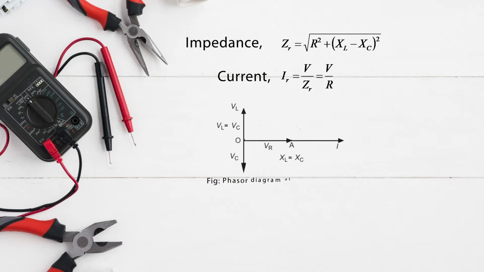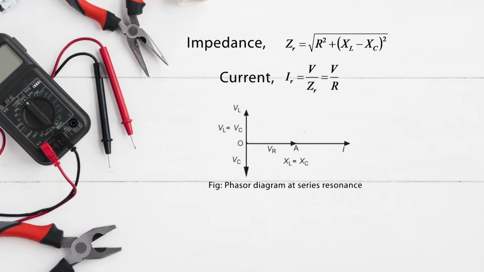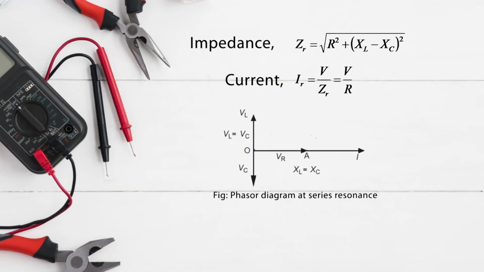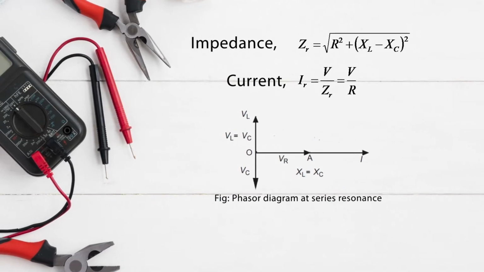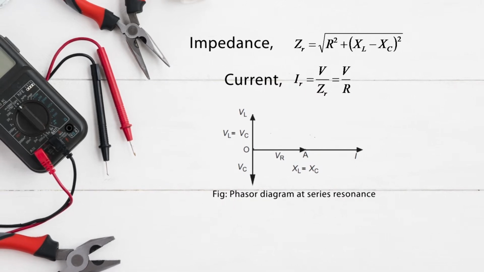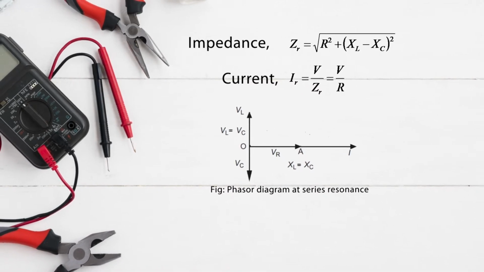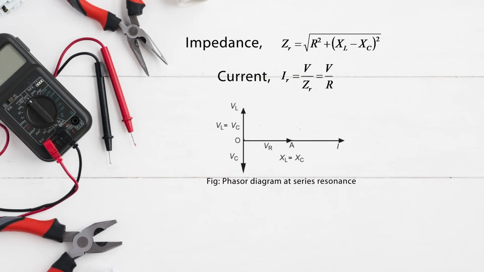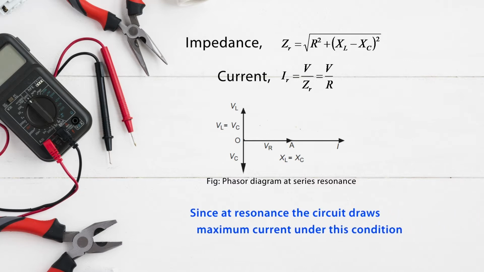Here you can see in the phasor diagram also, because the circuit is behaving as a pure resistive circuit, the voltage VR and current are in phase, and the voltage across inductance is equal to the voltage across capacitance. That means VL is equal to VC, so they will be cancelled out. So at series resonance, the opposition to the flow of current is only the resistance of the circuit. So the circuit draws maximum current under this condition.